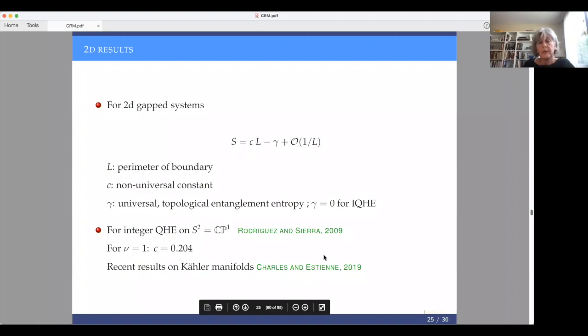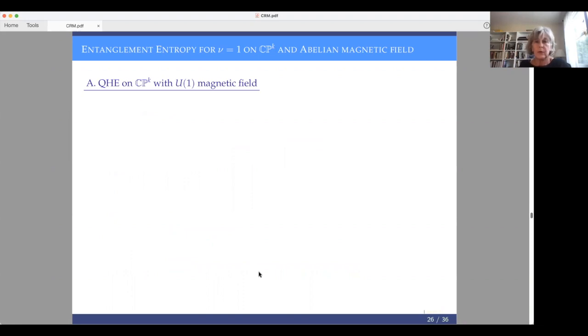And what I would like to do now is see how these results extend to higher dimensions in the context of CP^k, where we also have non-abelian magnetic fields. I want to mention that these results on Kähler manifolds were only with a U(1) magnetic field. Let's look at the case of the U(1) magnetic field first.